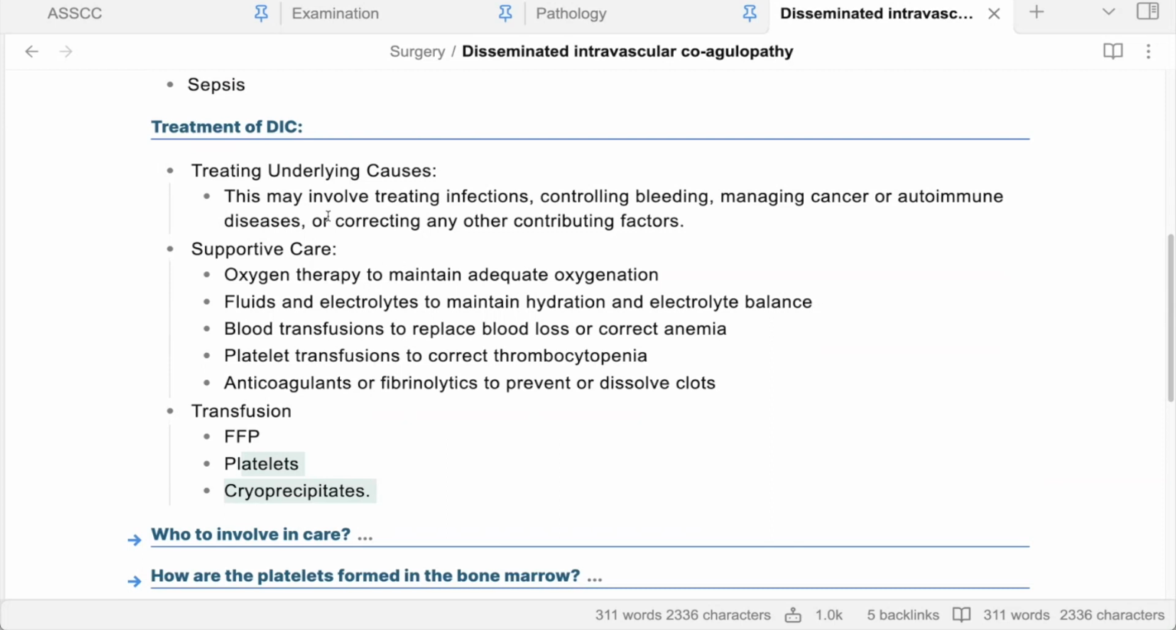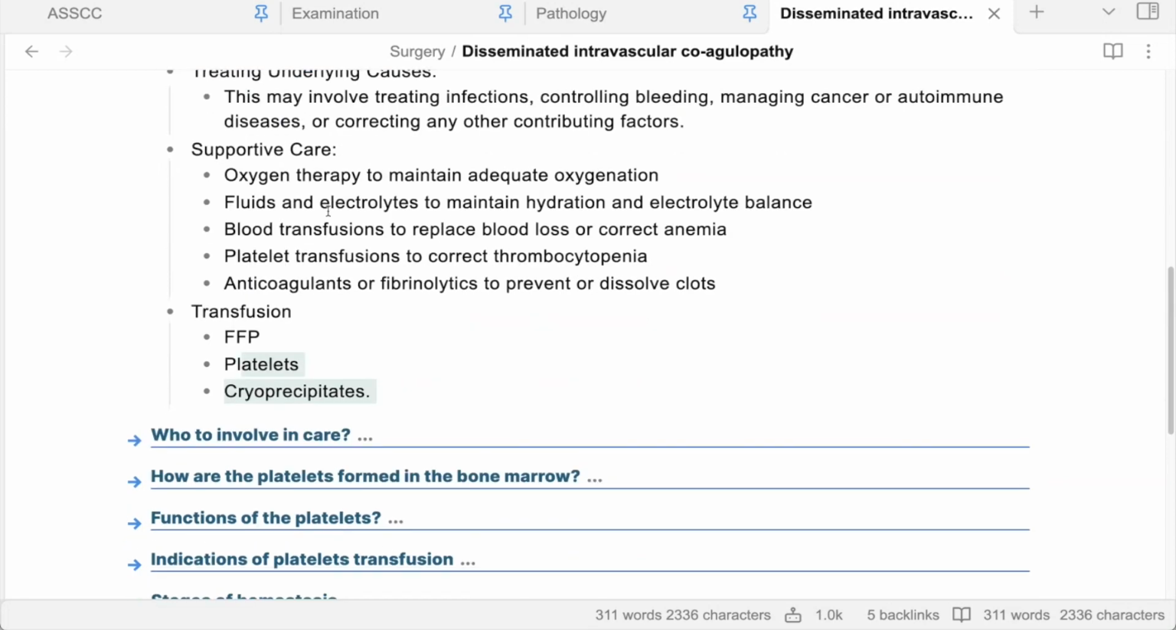So Sadi, like we said last time, try to give a classification to your management. First, let's say I'm going to treat the underlying cause and do some supportive care and start transfusion, and then I start breaking it down into little pieces.